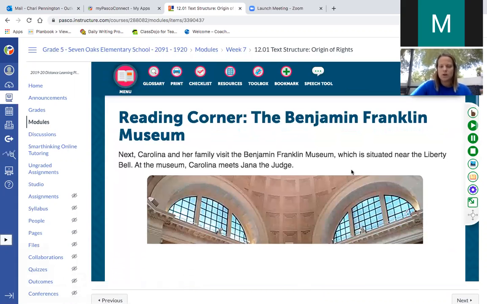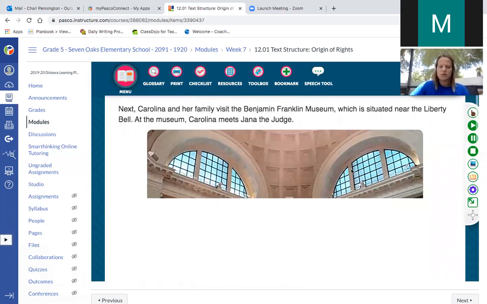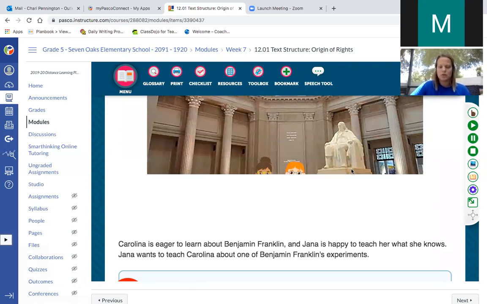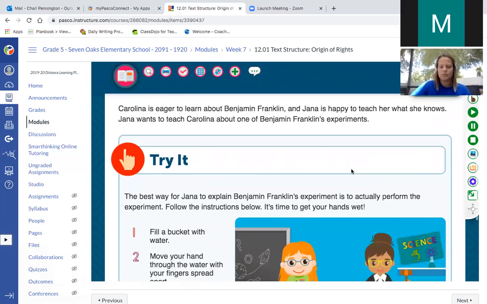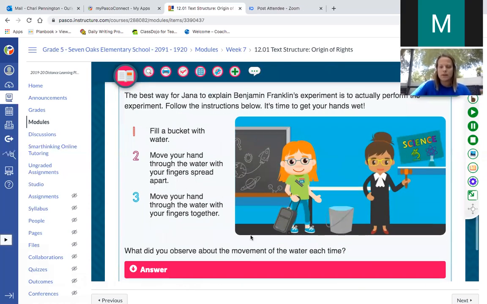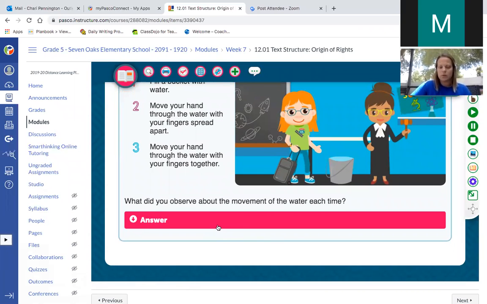The next one is over Benjamin Franklin's museum. Again, please make sure that you are reading each one. Sorry, it's slowly loading. For the try it, there's a little experiment down here. The answer is available for you at the bottom.